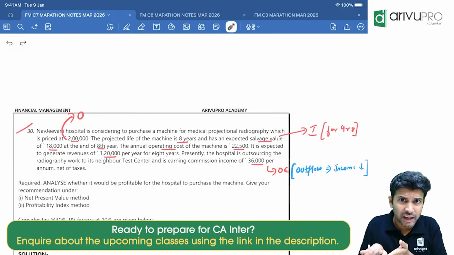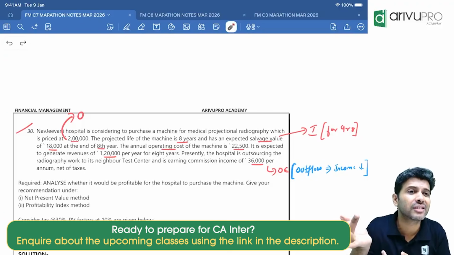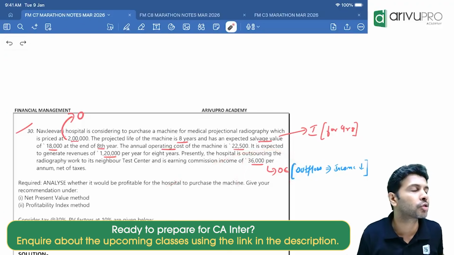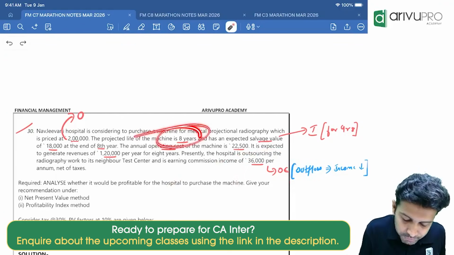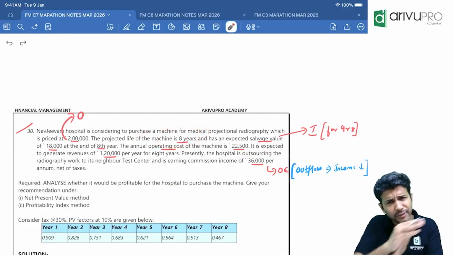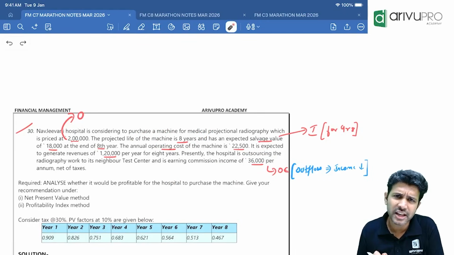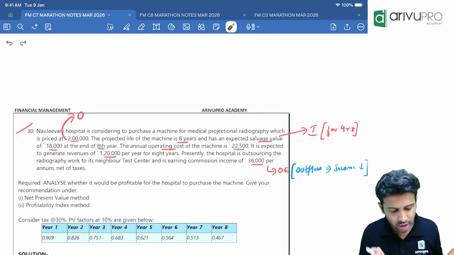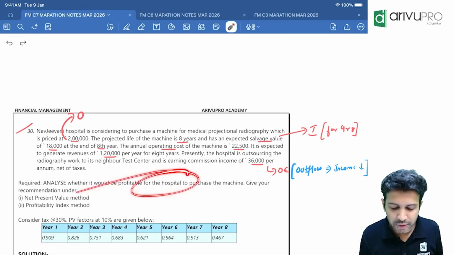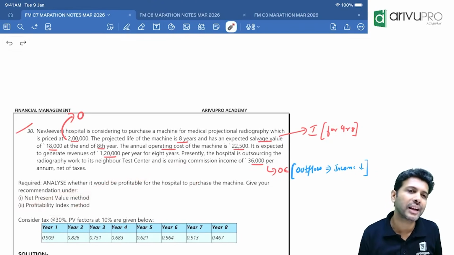Will you lose this income only for 1 year or every year? This opportunity cost will also come every year. For how many years? 8 years. That means, is the data we have read changing every year or the same every year? Same every year. Awesome. Analyze whether it would be profitable to buy the asset based on NPV technique, profitability index technique.